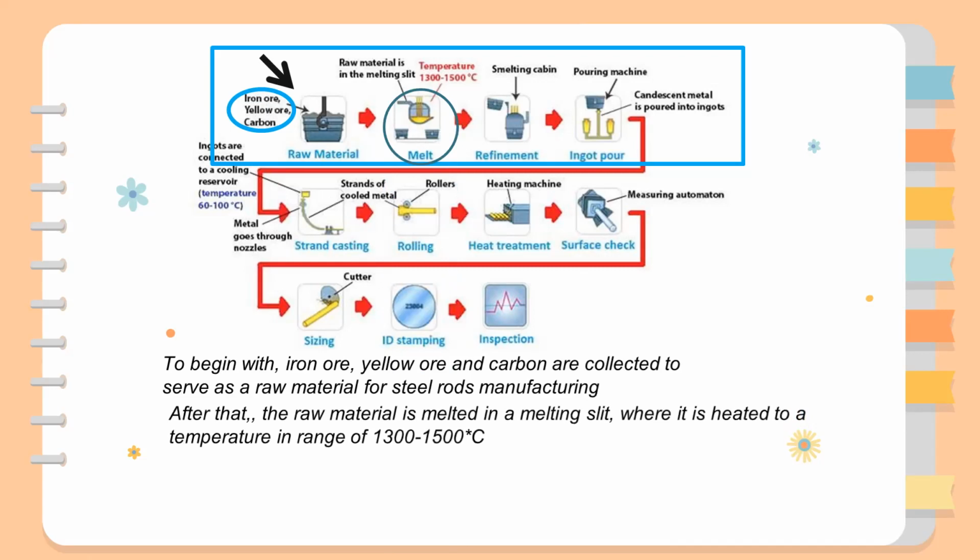So I write like this. After that, the raw material is melted in a melting slit where it is heated to a temperature. You may have a look at the temperature, and you can add it by linking words in your writing task 1 in order to achieve a higher band score.